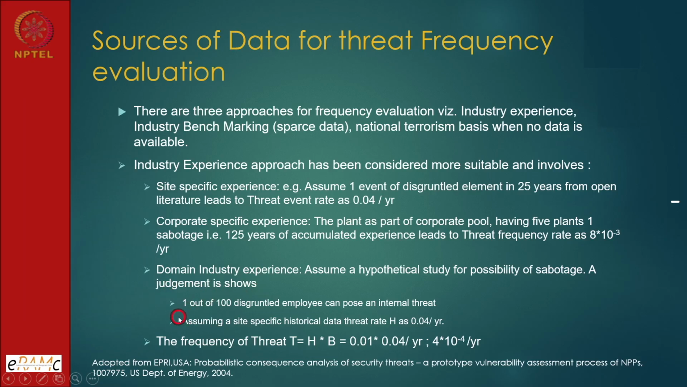Now we are given one more input. These are all assumptions, hypotheses, no real data. It is just for the understanding of the concept. 1 out of 100 disgruntled employees can pose an internal threat. This assumption is there. And then the frequency of threat, T being the threat here, is 0.01, that we got for the employee having this threat potential, times 0.04 per year that we got from here. So we got a frequency of 4 into 10 to the minus 4.